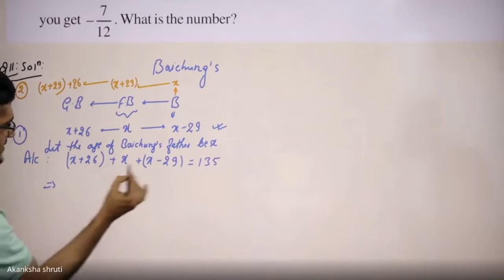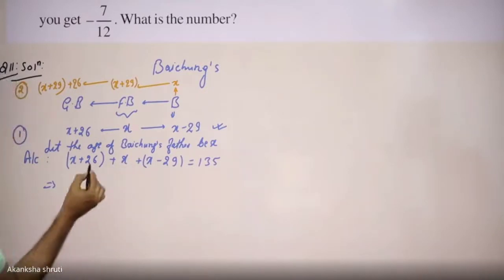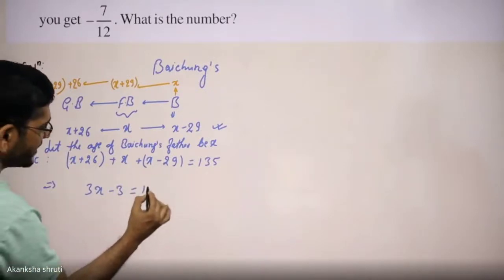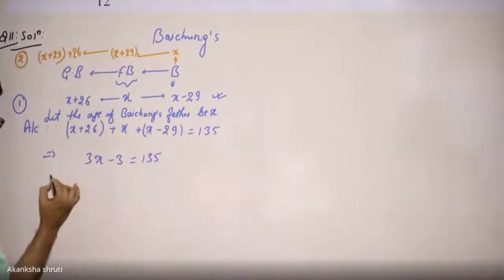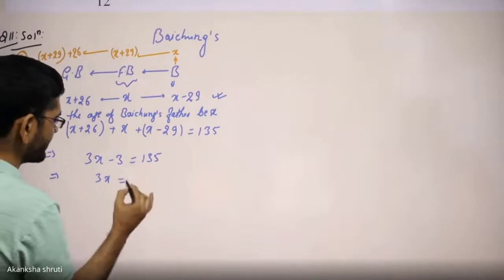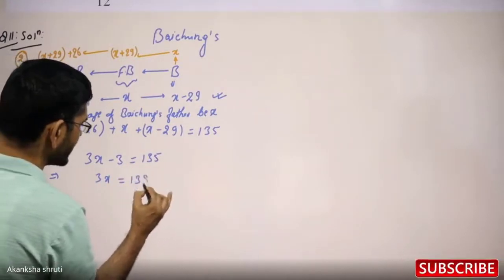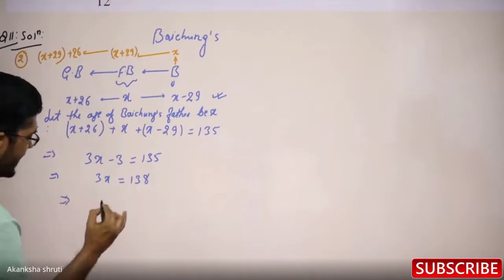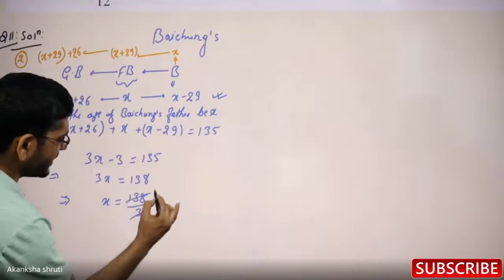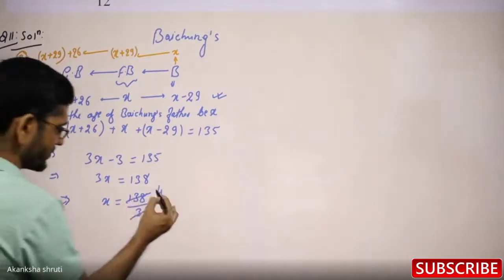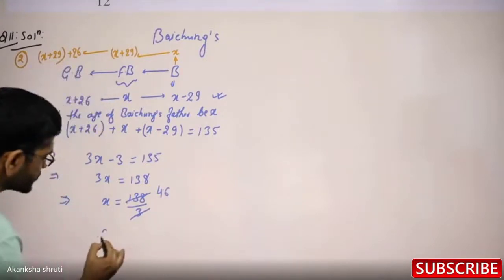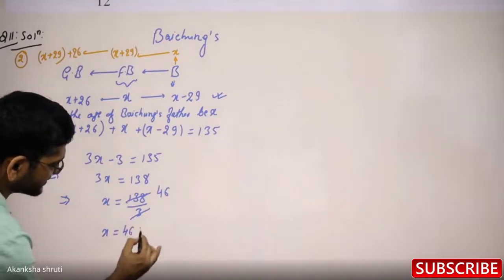Adding x plus x plus x becomes 3x. Then 26 minus 29 gives minus 3, and this is equal to 135. This implies 3x equals 135 plus 3, which is 138. So x is 138 divided by 3. 3 4s are 12, it becomes 18, and 3 6s are 18. So x is 46 years.